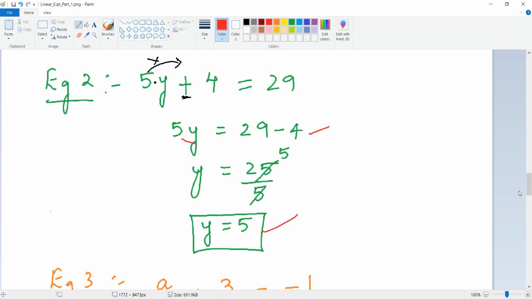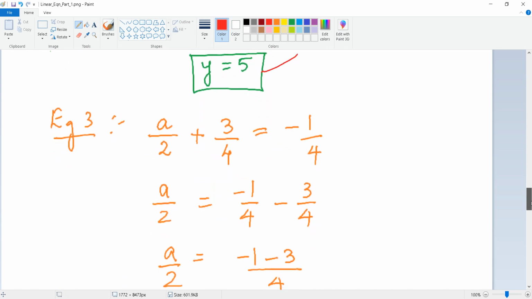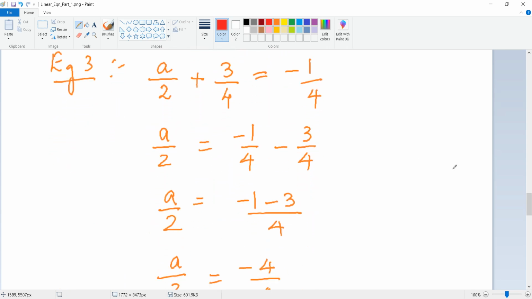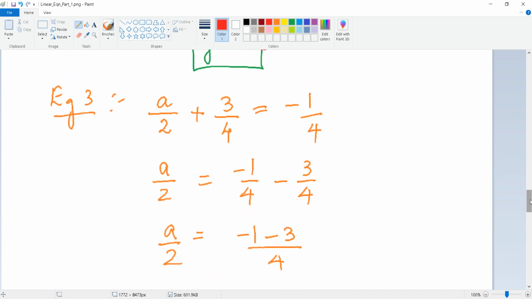Understood? Now we'll move on to the next example. Now when you have a rational number like this, here I haven't given x or y, I have given a. So if you have a by 2 plus 3 by 4 equals minus 1 by 4, I'm going to again move the terms attached to the a. So first let's move the 3 by 4 to the other side. There is a plus sign over here, so I will move it to the other side.